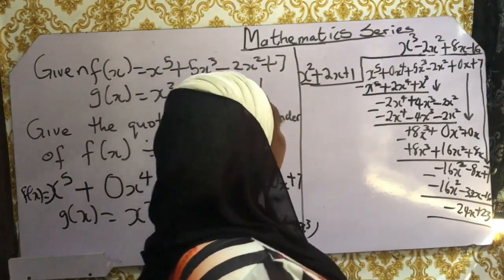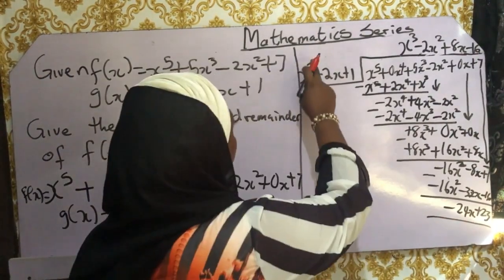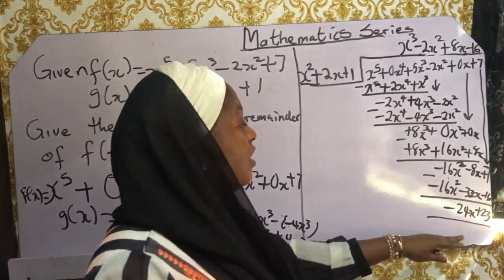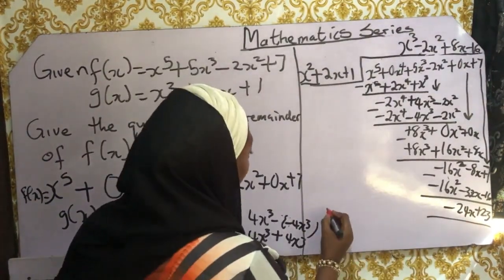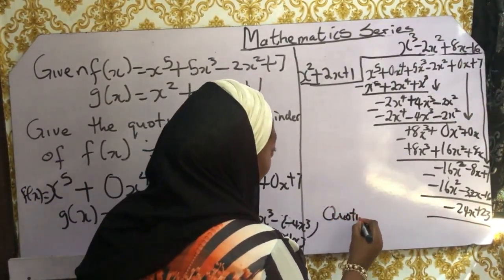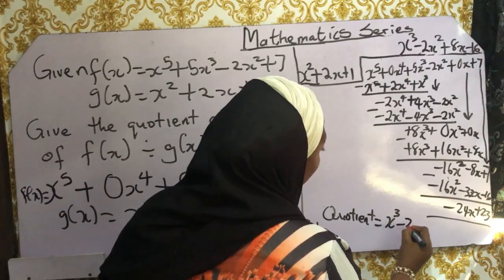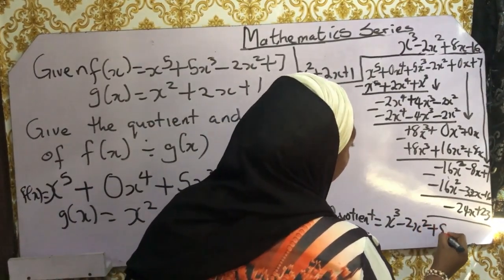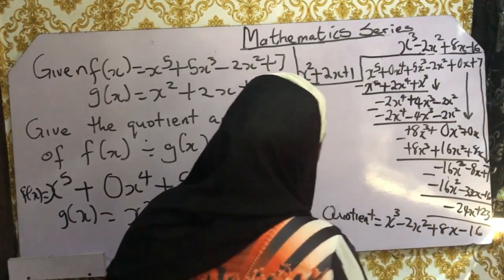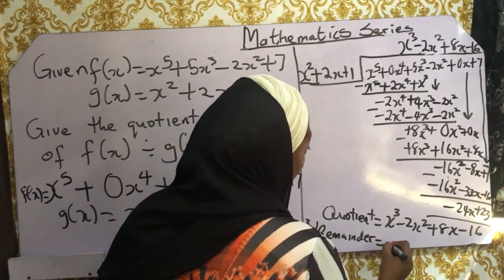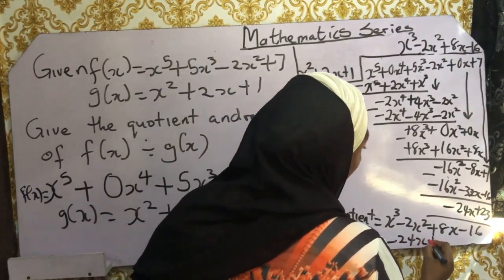So we have, let's see if we can divide. This is x to the power of 2, this is x to the power of 1. So we can't divide again. This will be our remainder. So we have the quotient to be equal to x to the power of 3 minus 2x to the power of 2 plus 8x minus 16. And we have the remainder to be equal to negative 24x plus 23.